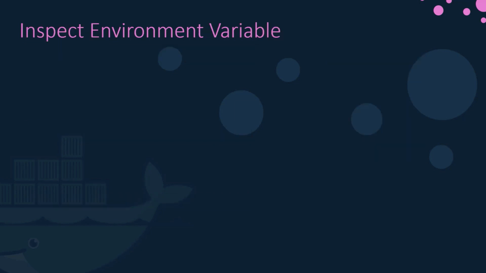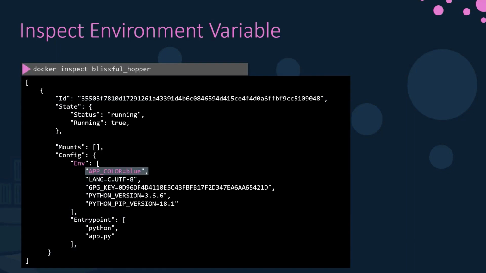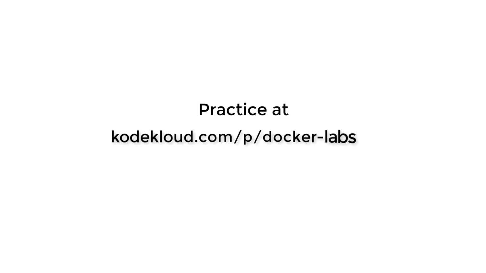So how do you find the environment variable set on a container that's already running? Use the docker inspect command to inspect the properties of a running container. Under the config section, you will find the list of environment variables set on the container. Well, that's it for this lecture on configuring environment variables in Docker.